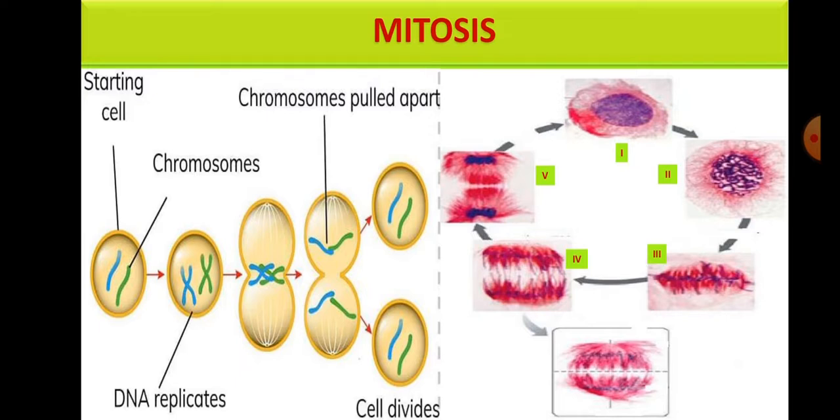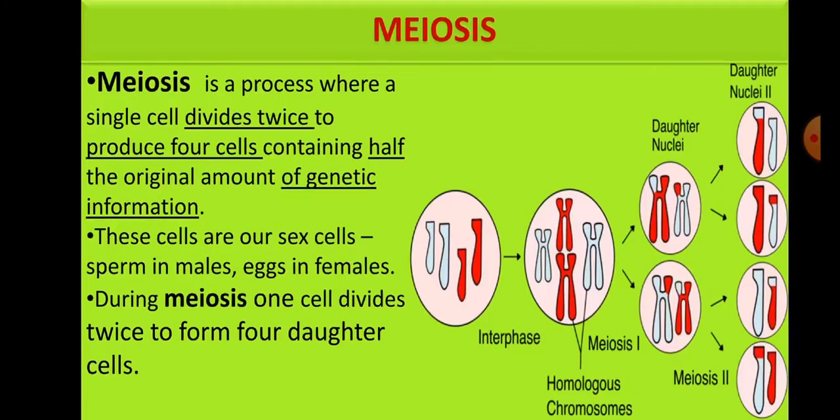So these are daughter cells produced as a result of mitosis. I hope you understood the process. Let's move on to the next process that helps in cell division.